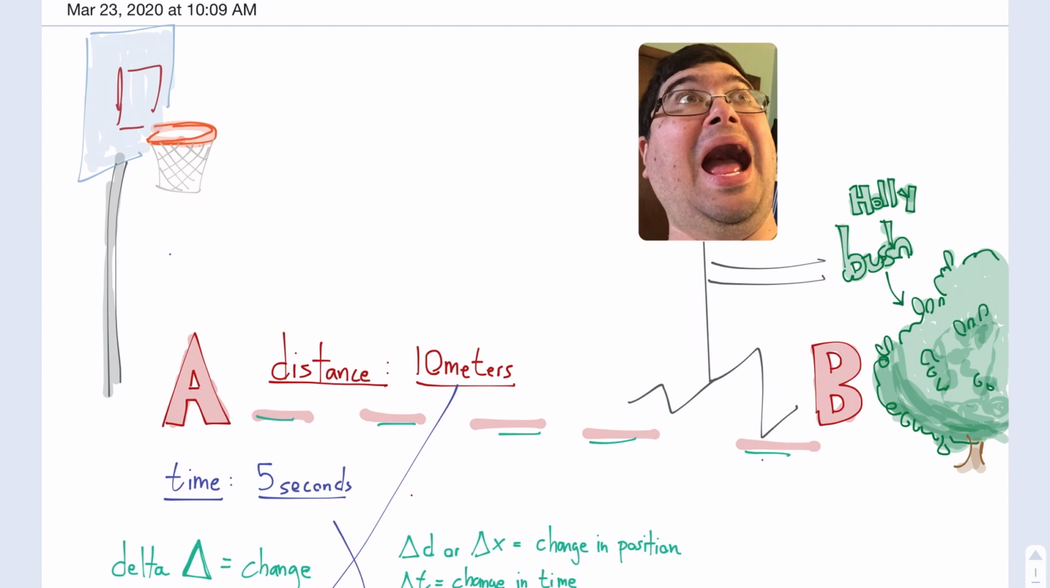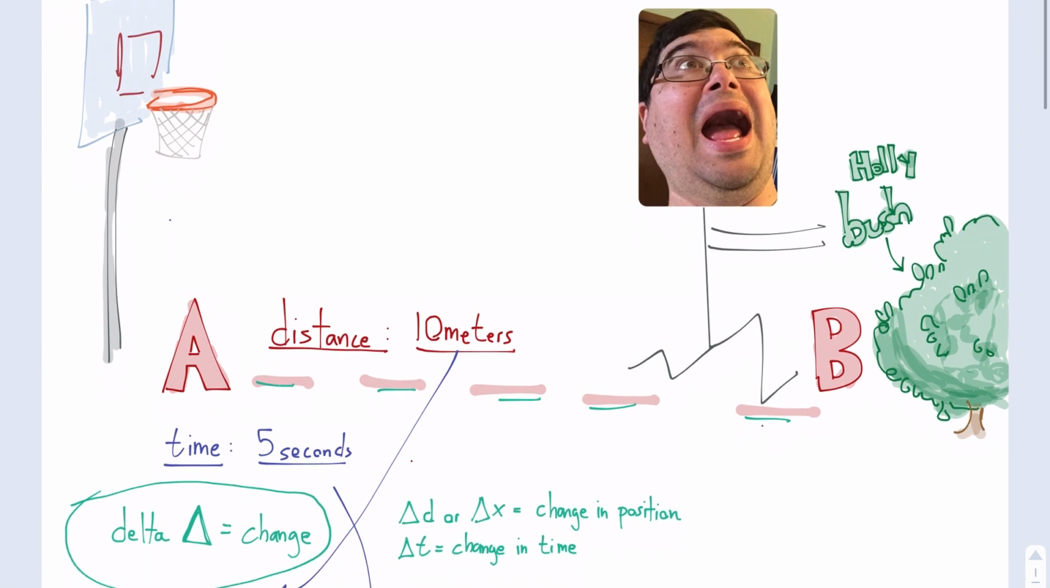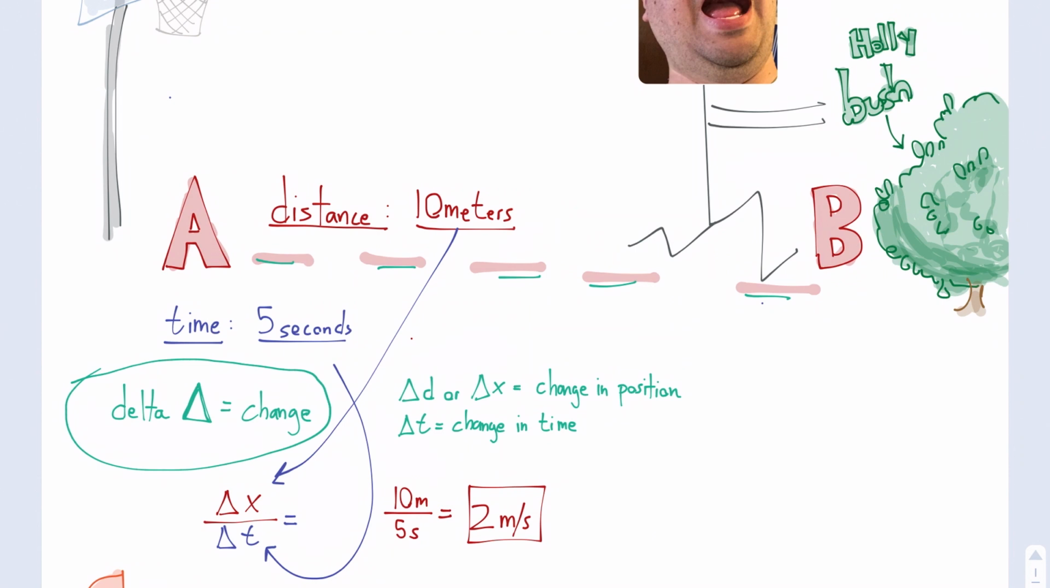And so my position from point A to point B has changed. And we say that we're using this delta symbol to represent that change. My change in position is delta x. Sometimes it's delta d. My time also changed. It took me 5 seconds to run that. So my time is referred to as delta t, the change in my time.